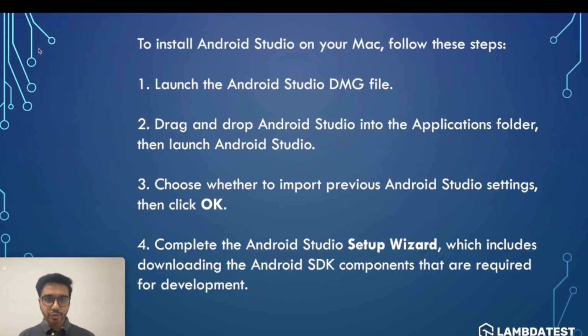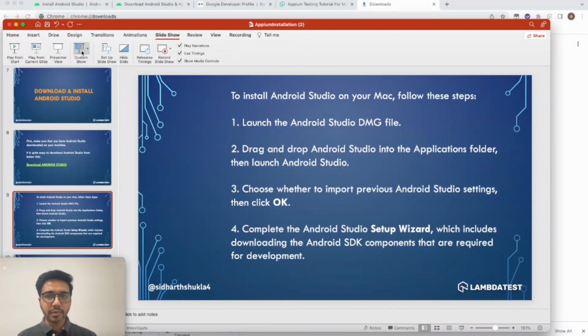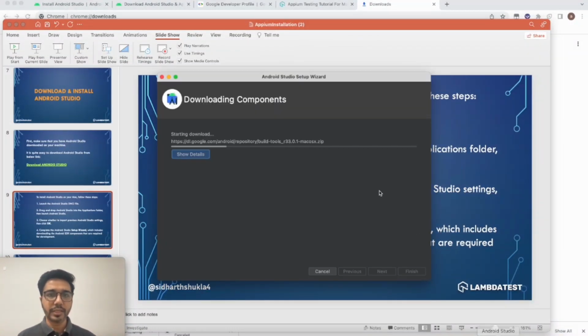Launch the Android Studio DMG file, drag and drop, that we have done. Choose whether to import previous Android settings, then click OK. We have done that. We have completed the setup wizard. Now we are in the phase where our installation is in progress. See, our installation is in progress. So we will take a quick break, and we will come back after the download is complete.